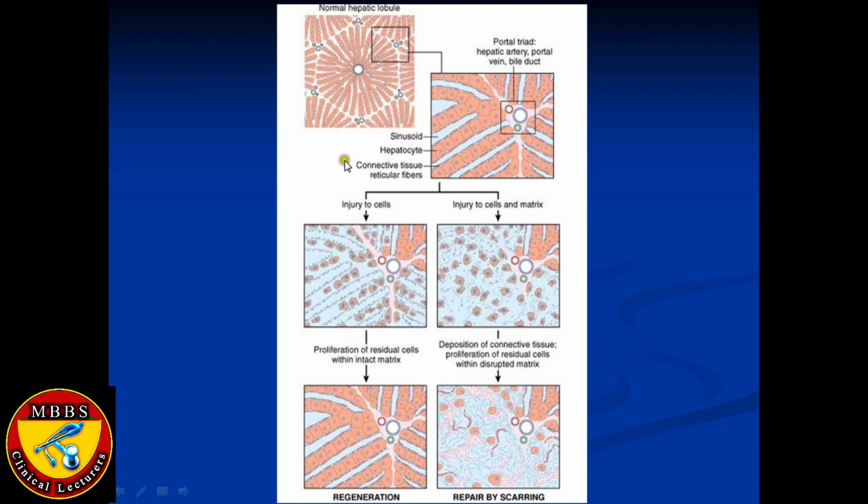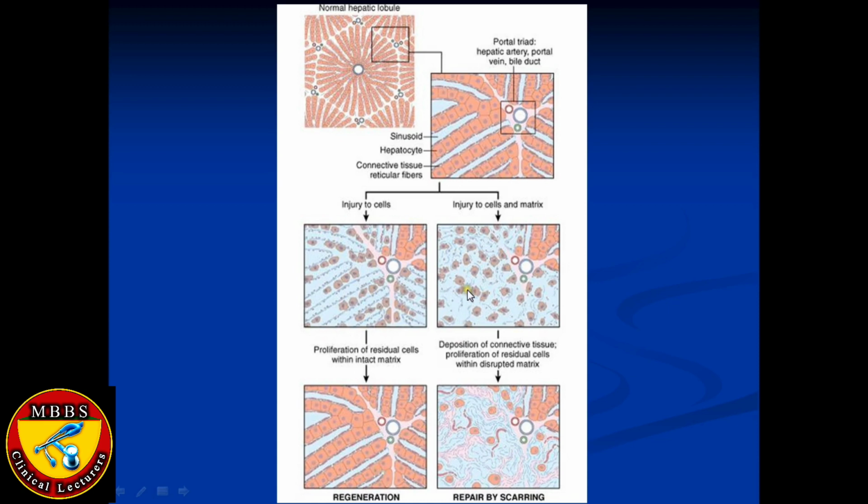This diagram here shows you a liver lobule, and if there is injury, the repair may take place by two mechanisms. Here to the left, you can see that the connective tissue framework is still present, and therefore when these liver cells proliferate, they migrate along this connective tissue framework or scaffold, and ultimately they recapitulate the normal architecture of the liver. This is regeneration.